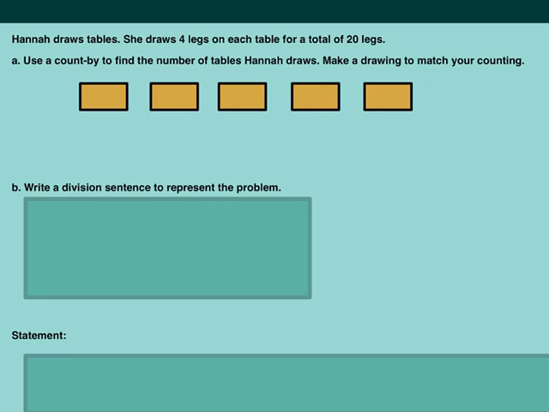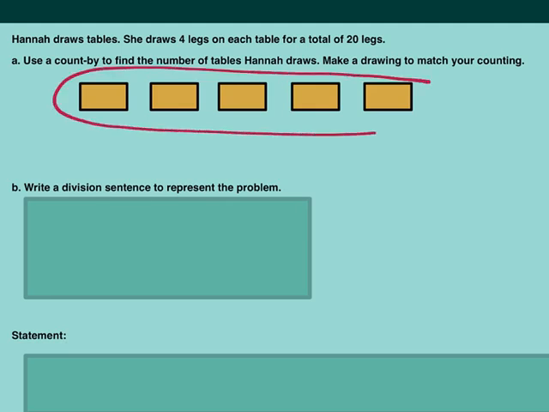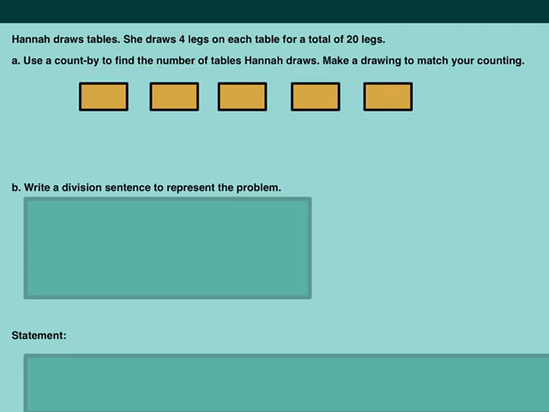To solve this problem, the yellow rectangles here are the tables that Hannah has drawn. This is table number 1, this is table number 2, table number 3, table number 4, and table number 5.